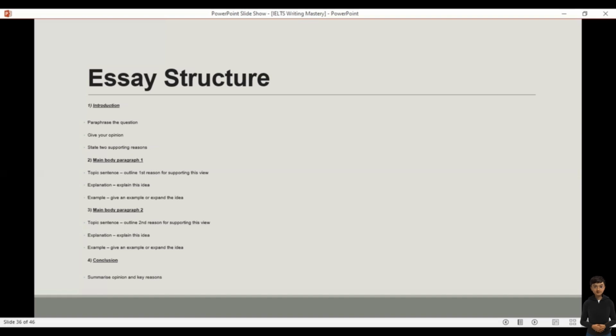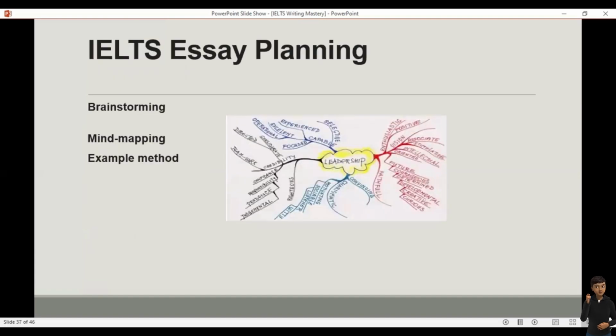Main body paragraph 2 is the paragraph 3, okay, where you will have to write the topic sentence 2. You will have to outline the second reason for supporting this view, and then you will have to give the explanation to explain this idea, and then the example, give an example or expand the idea further. Number 4 is all about conclusion, where you will have to summarize opinion and give key reasons. So this is the basic structure format that we will follow.